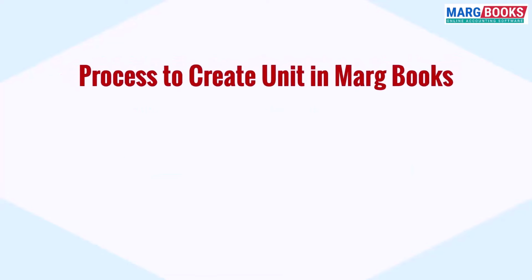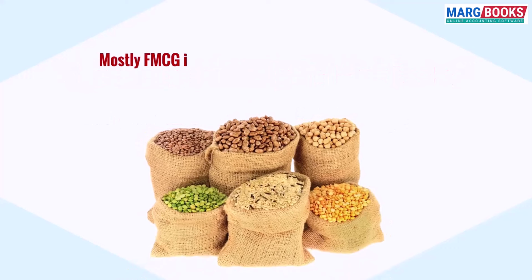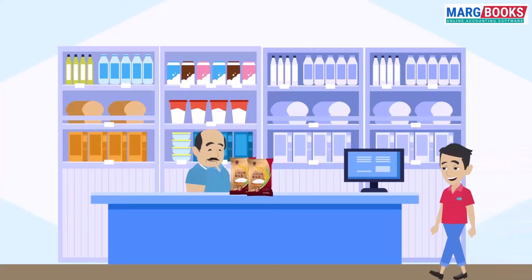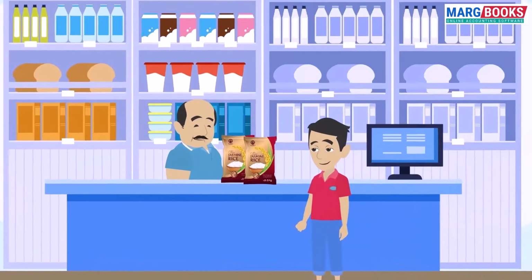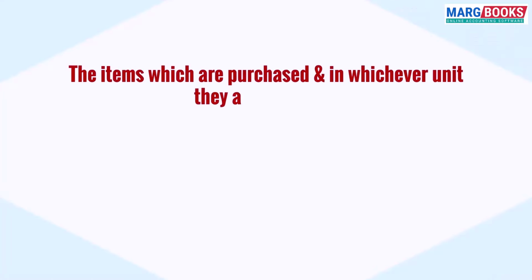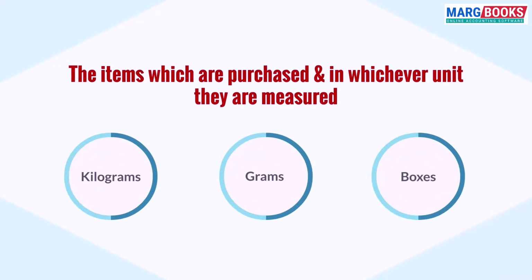Unit creation. Let's create a unit in MargBooks. But before that, let's understand how to measure the unit. For example, FMCG items are often measured in kilograms or grams. For example, if you purchase rice, the quantity will be measured in kilograms, and kilogram is the unit used for measurement. So, any item you purchase and measure using units such as kilograms, grams, pieces, boxes, etc. is referred to as a unit of measurement.